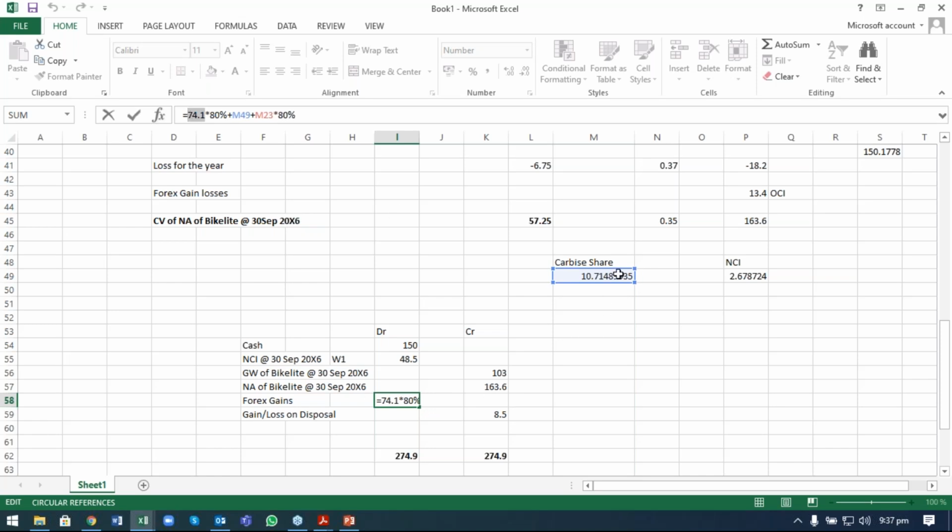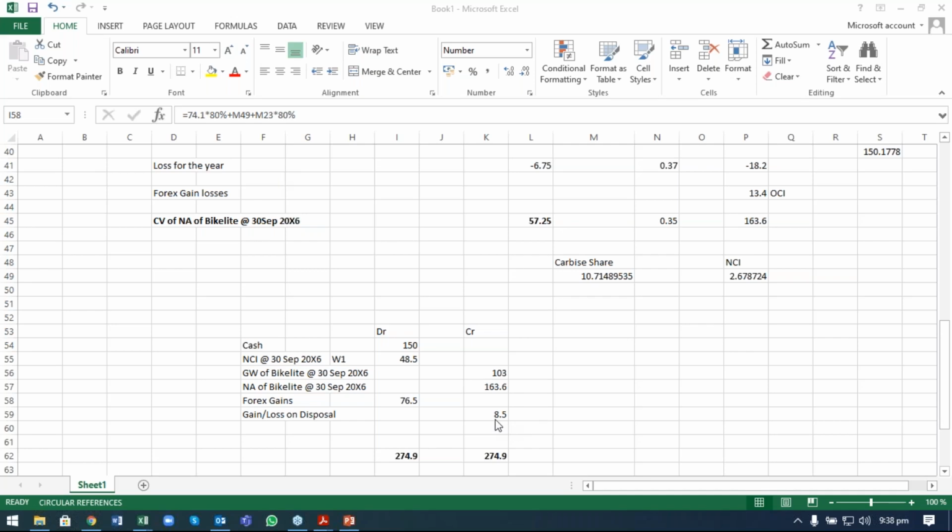Next thing is for the year ended, the 9-month changes, the 9-month foreign exchange gain losses should be bifurcated between NCI and the parent company. I hope this is pretty much clear. If still you have confusion, then do let me know.